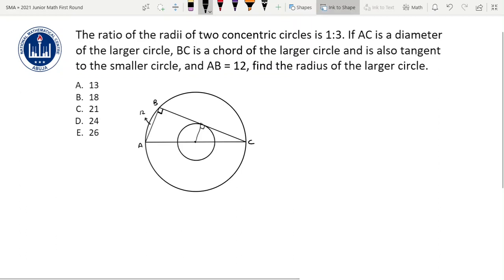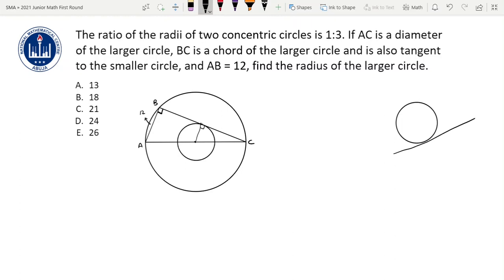If you have a circle, let me just put that separately here, and then you have a line that is tangent to this circle. Let me just draw a line here. Then the line from the center of this circle to the point of tangency is going to be perpendicular to this tangent line. So that's the kind of thing that happened here. So we have this angle here to be 90 degrees.